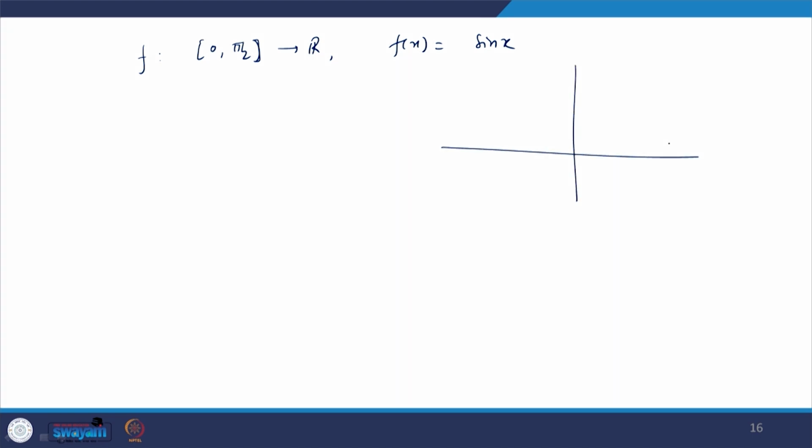Suppose you take a function from 0 to pi by 2 to R, and the function is sin x. Suppose you take it from 0 to pi instead of pi by 2. So, if you take the function on 0 to pi, like this sin x, what is this function? It is a concave function because if you take any two points and join the chord, it is always below the curve. So, this function is a concave function.